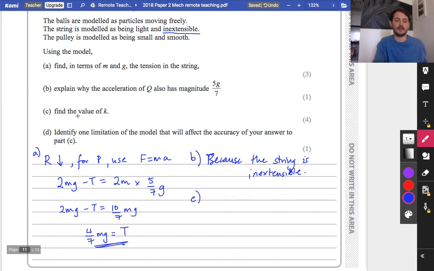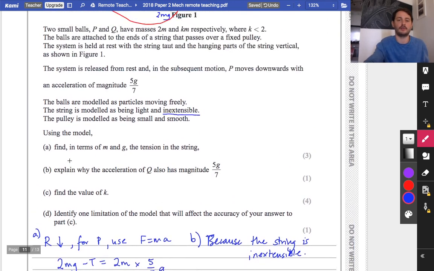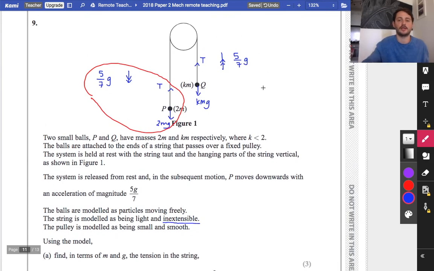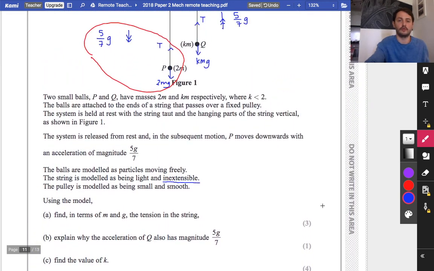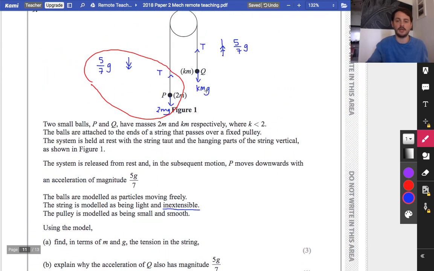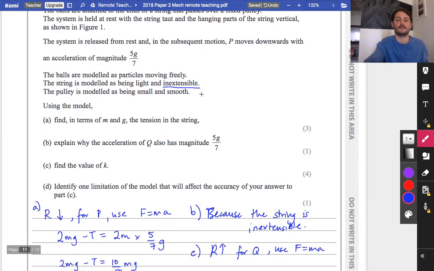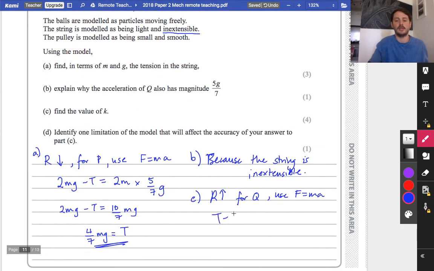Part C of the question says find the value of k. Well, if we remind ourselves, we've only looked at part of the diagram, so I'm now going to look at this other part of the diagram. We're going to do the same thing, except I'm going to be resolving upwards for the other particle Q, and I'm also going to use F equals ma. So the resultant force is going upwards, so we're going to do T minus kmg, and that is equal to its mass, which is km, multiplied by the acceleration, which is 5 over 7g.